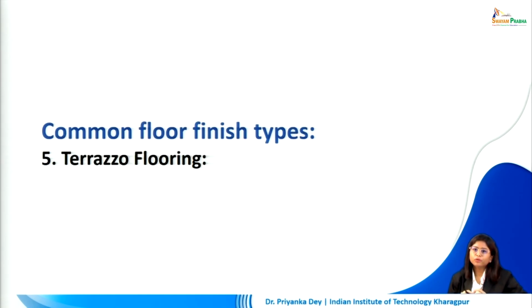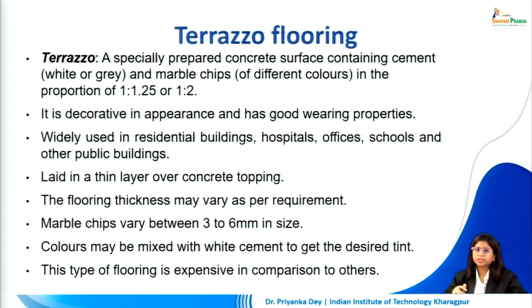The next type of flooring is called terrazzo flooring. Now, terrazzo is a specially prepared concrete surface containing cement, white or grey in color, and marble chips of different colors in the proportion of 1:1.25 or 1:2. This is decorative in appearance, it has good wearing properties, and it is widely used in residential as well as public buildings. This is laid in a thin layer over concrete topping, and the flooring thickness may vary as per requirement. The marble chips may also vary in size between 3 to 6 mm.